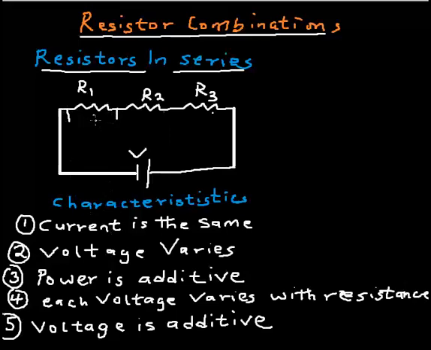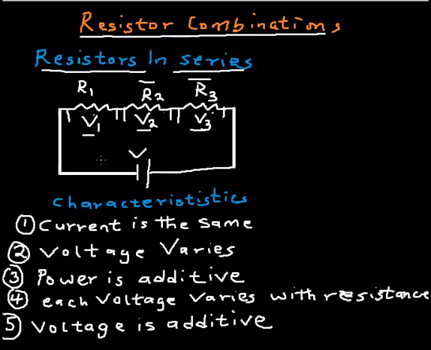It simply means that across this resistor R1, the voltage across it is V1, which varies from the voltage across R2, which is V2, and it also varies from the voltage across R3, which is V3. And of course, this voltage is additive. You can add them, so the total voltage is going to be V1 plus V2 plus V3, the same with their power. The power that R1 will dissipate plus the power that R2 will dissipate plus the power that R3 will dissipate can be added to give the total power that the three resistors dissipate.